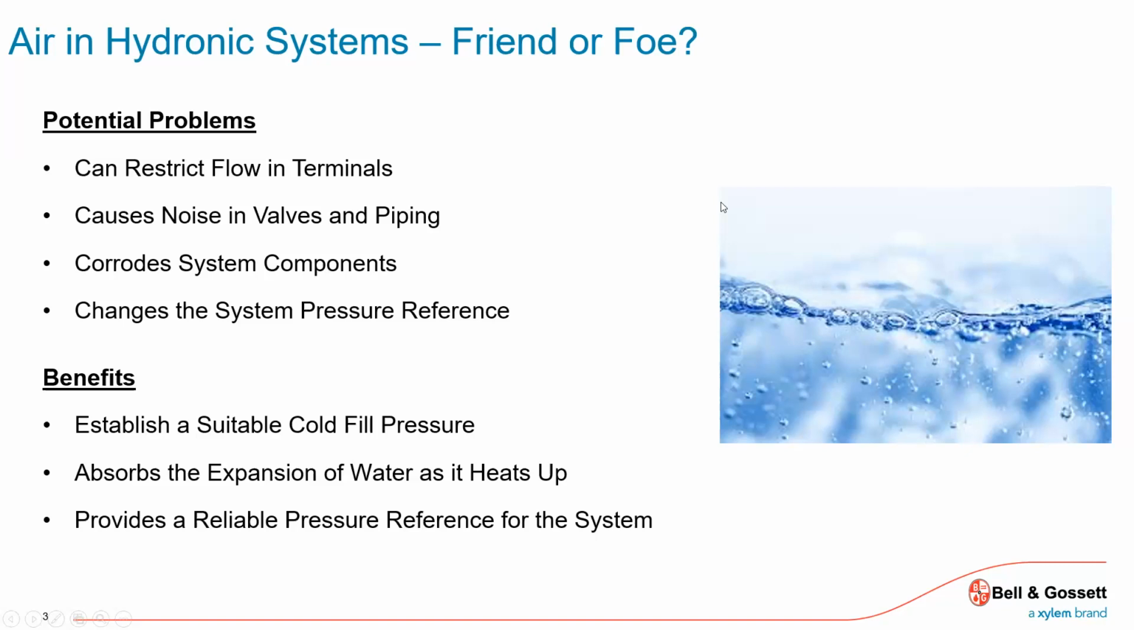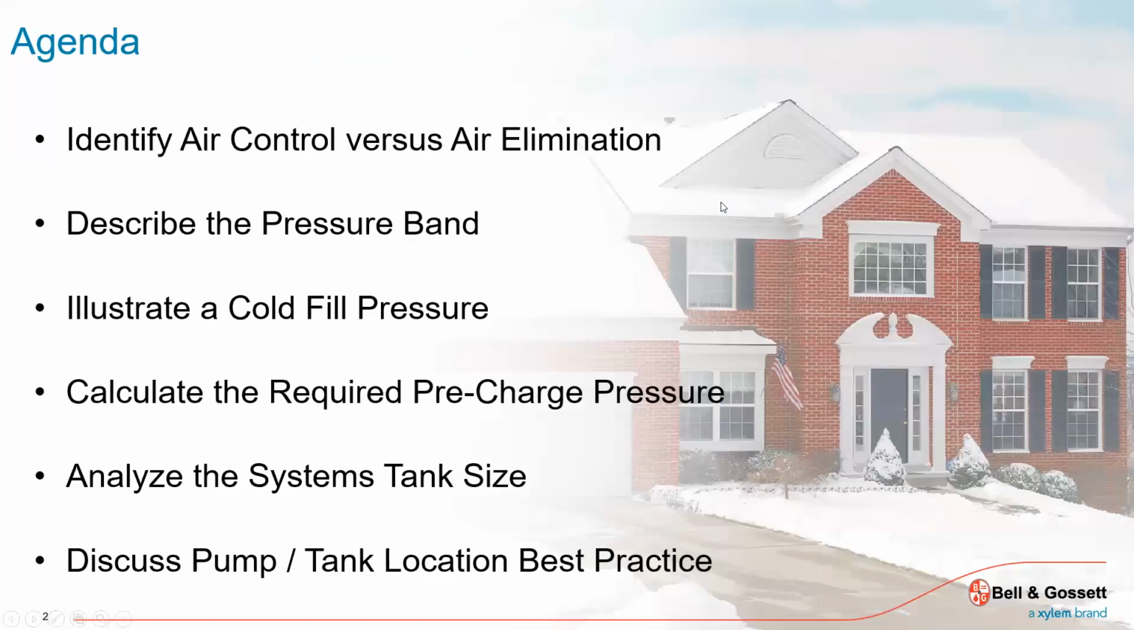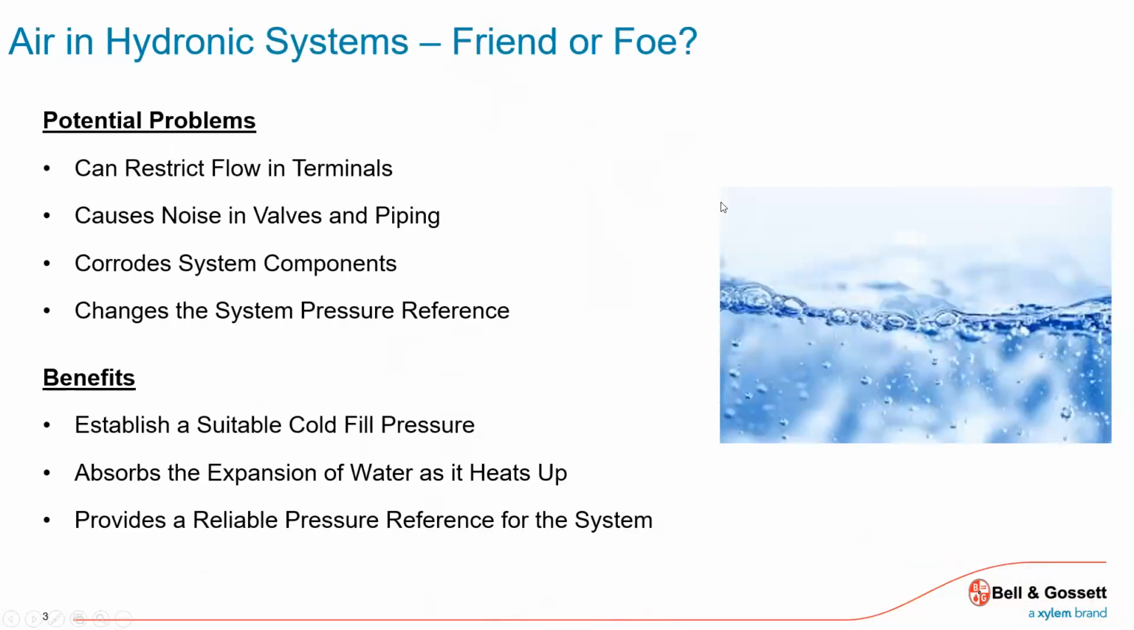And it can affect that thing we talked about right here, pump-tank location. If you've got little pockets of air running around a system acting like mini expansion tanks, it can really mess with the system's pressure reference point. We'll explain what that means.